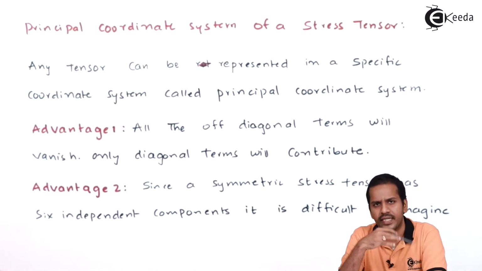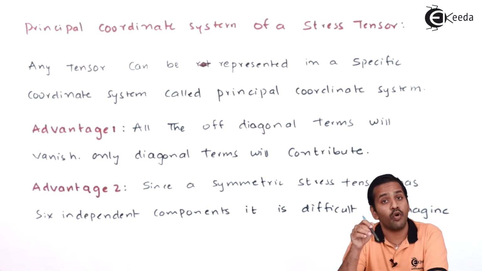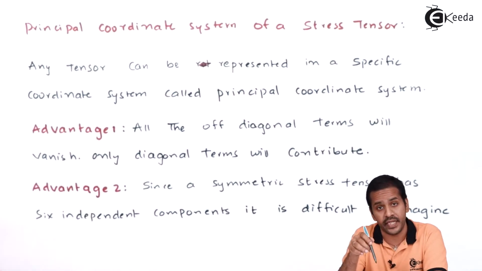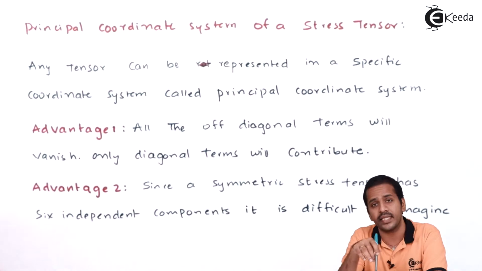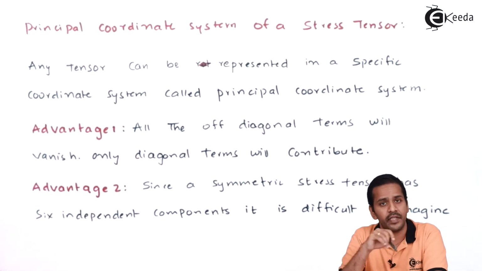whether it is a vector, a second order tensor, third order, fourth order, whether it is stiffness, compliance, whatever, all the physical entities depend on the coordinate system in which we represent them. In the sense that only the components will change depending on the coordinate system, but the tensors themselves won't change. So there is some specific coordinate system called the principal coordinate system, where that is very useful.